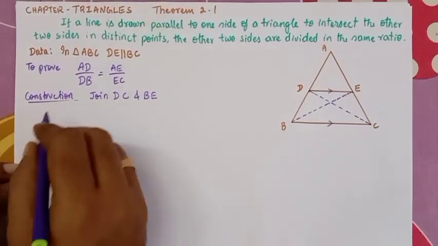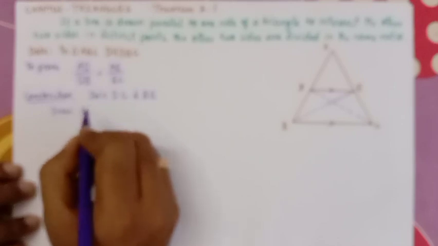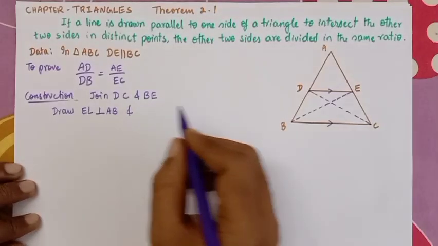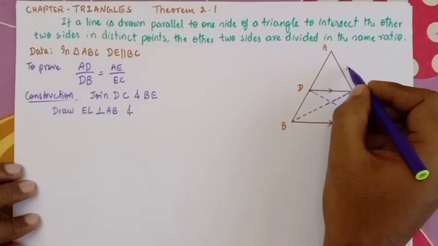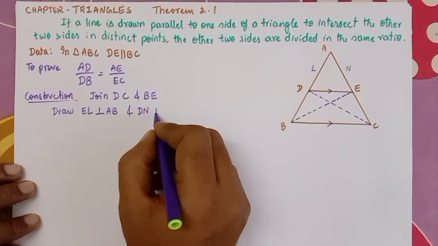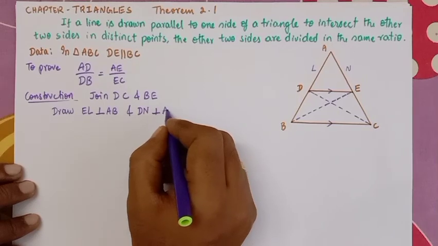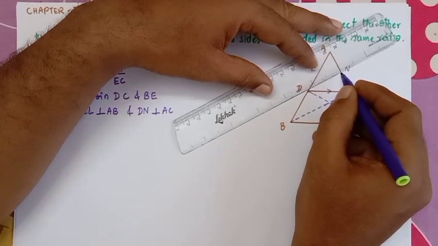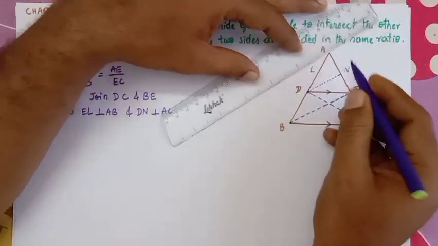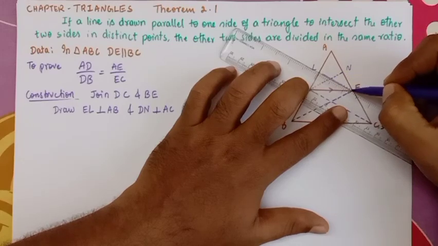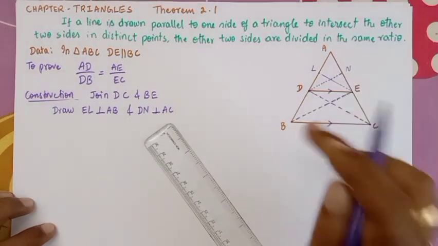Next, we will draw EL. Here we will take a point L, and this EL will be perpendicular to AB. And DN. Here let me mark a point N, as here it is L. DN perpendicular to AC. So let me draw a line here which is perpendicular to AC, and even this line EL should be perpendicular. EL is perpendicular to the AB line.